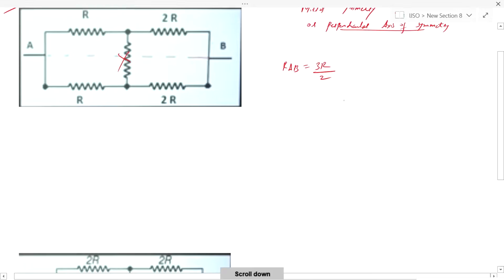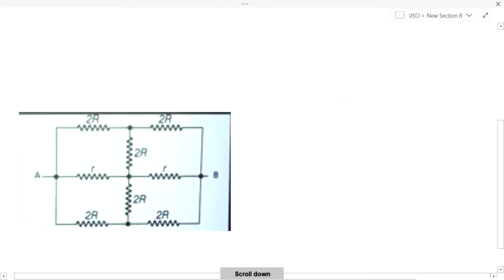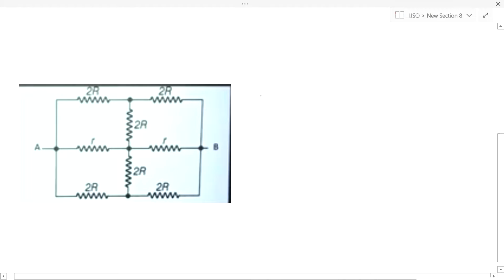Try down this one. Is the small r and big R the same value? No, that is different in this case.